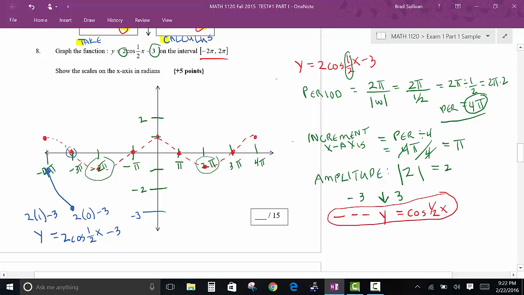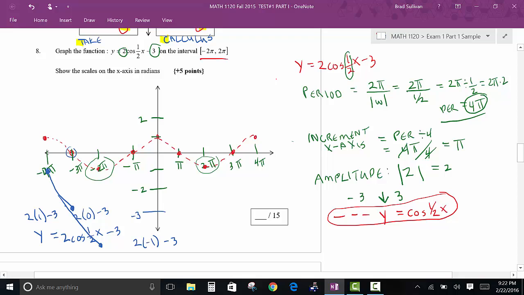So this point has a y value of negative 1. So you're going to do 2 times negative 1 minus 3. So that's going to take you down to negative 5. So you're going to be down here somewhere kind of like this. Okay, I should have done a better job of drawing this thing out. Okay, then you can just do all the points from here then.